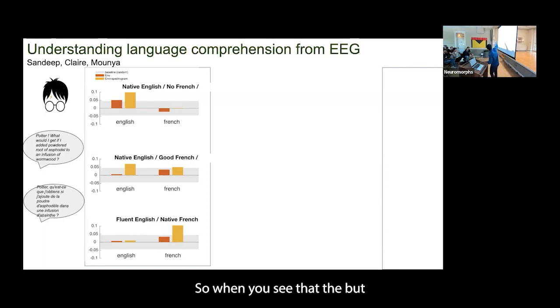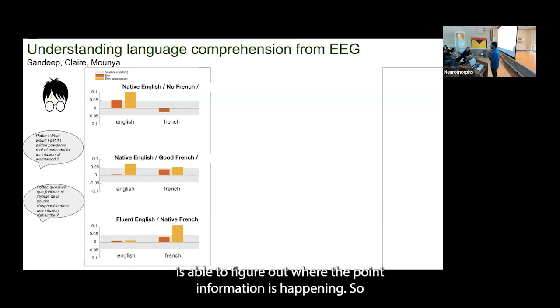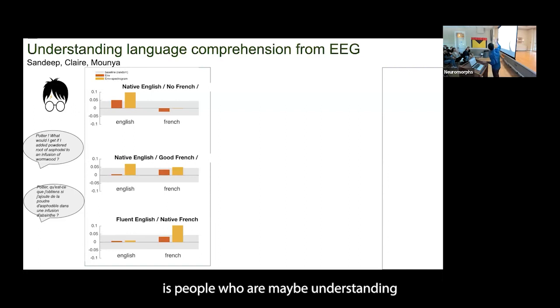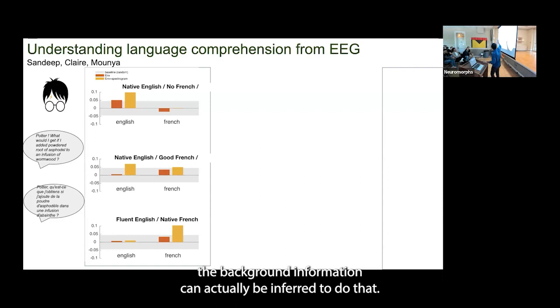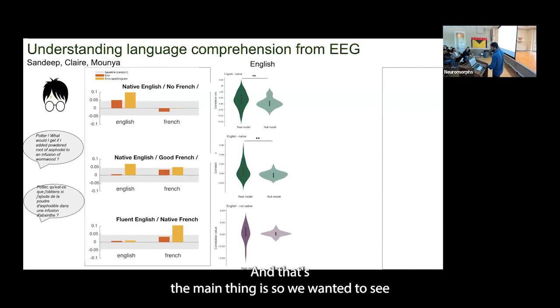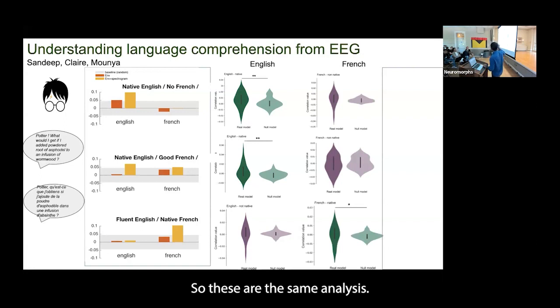When you see that the spectrogram bar is higher, that means the person is able to figure out where the phonetic information is happening. So what you can say is, for people who are native or understand the language well, the spectrogram information can actually be inferred from the EEG data. And the second thing is, we wanted to see if there is more than just the acoustic information. So we looked at the words in both languages, and we extracted some probabilities from a large language model. So we do the same analysis.